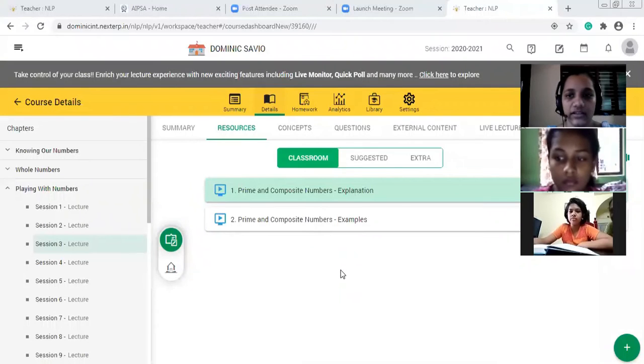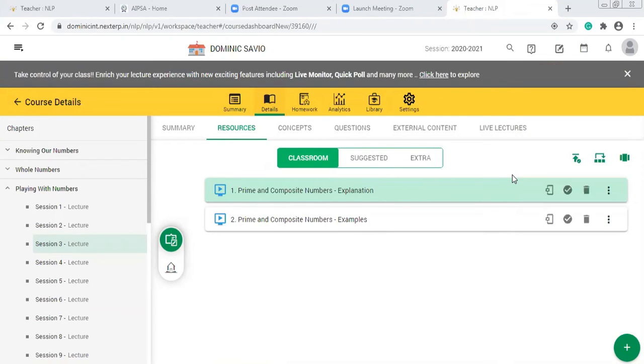We were dealing with prime and composite numbers. Prime numbers and composite numbers is what we were doing. In that, we said what prime numbers are and what composite numbers are.